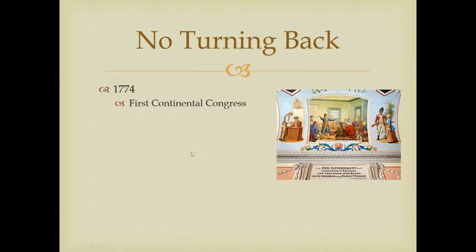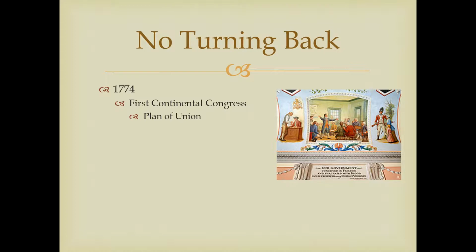In 1774, a year after the Tea Act and the Intolerable Acts, you see the First Continental Congress, and this First Continental Congress wants to maintain the ties to England.